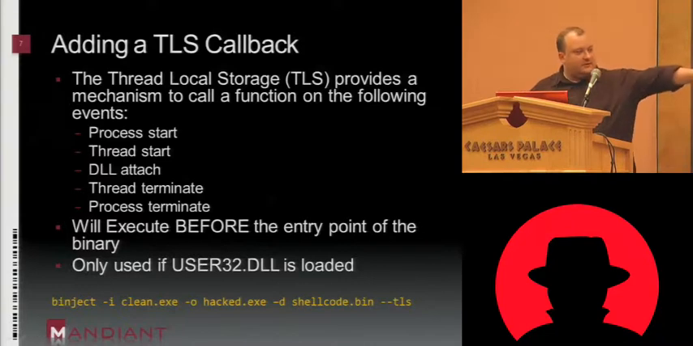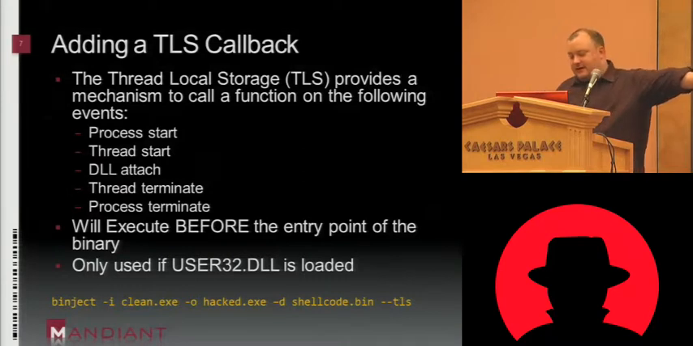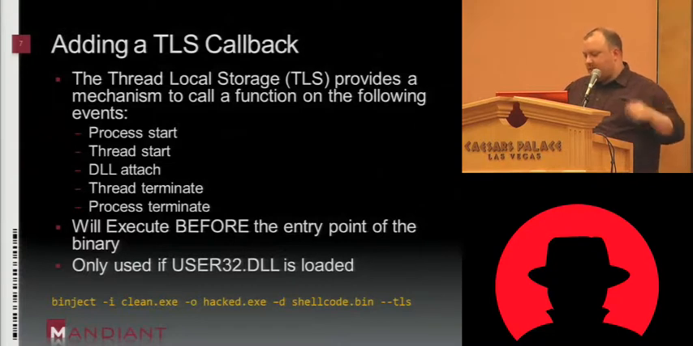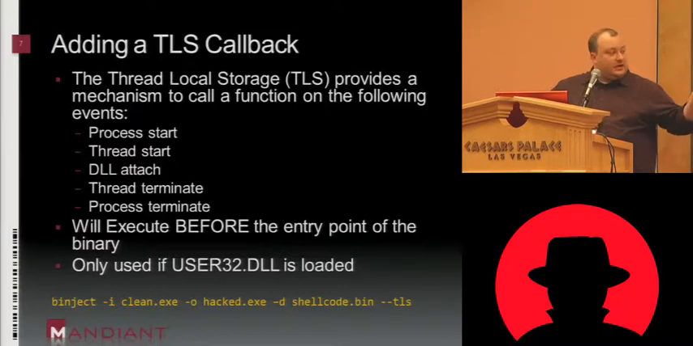So all you have to do to force a TLS callback to be created with your code, your shellcode that you could have generated with Metasploit, is this simple little command line down here at the bottom. binject -i, you give it a clean executable, -o, you give it an output executable, -d, you specify your data, which in this case would be shellcode, and you just say -t or --tls, and it's going to install that block of data as a TLS callback.